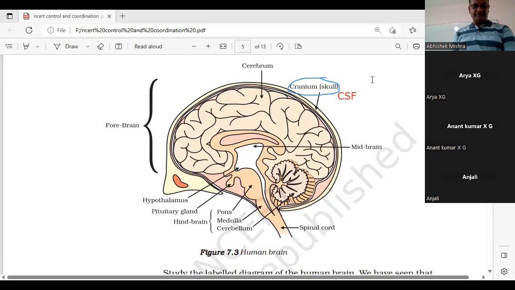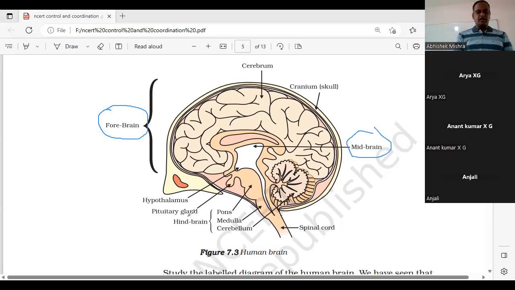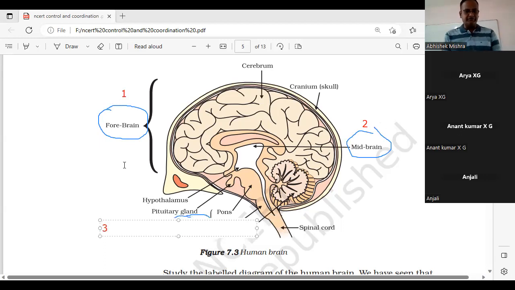Now, the human brain is altogether divided into three parts. What are the names of the different parts? The first part is the forebrain, which we will discuss. The second is the midbrain, and the last is the hindbrain. So these are the three parts of the human brain. This is number one, this is number two, and this is number three, that is a hindbrain.